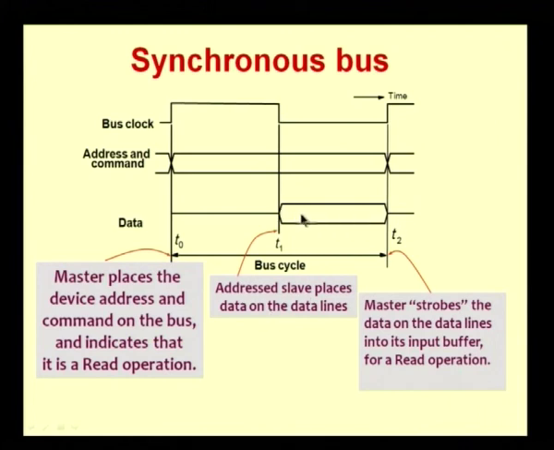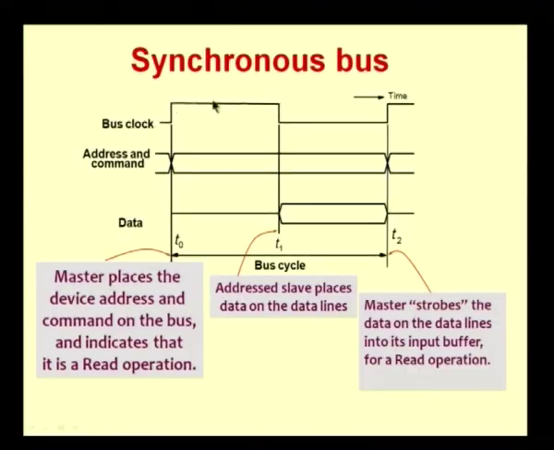Okay. Once the data is placed on the data lines, at time t2 the data is available. So, the master now can take the data from the bus and strobe it into its input buffer. Normally we say the master strobes the data on the data lines into its input buffer for a read operation. You can see now how, just with respect to a clock, you can specify specific instances when certain operations can take place, and that can be used by both the devices to transfer the data from one to the other.